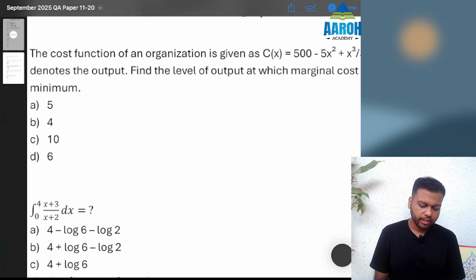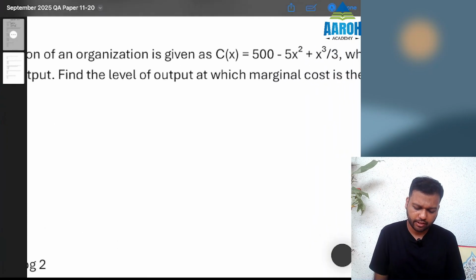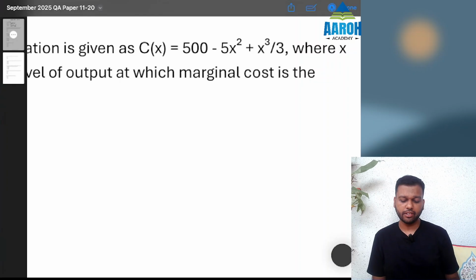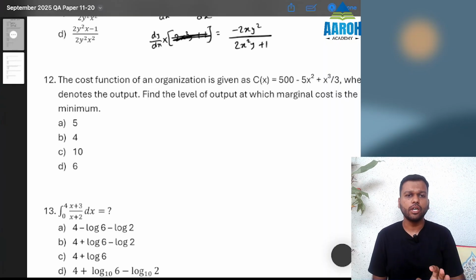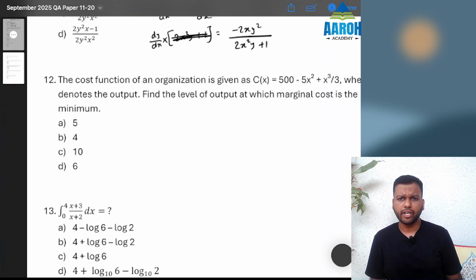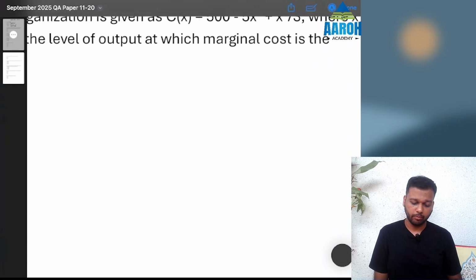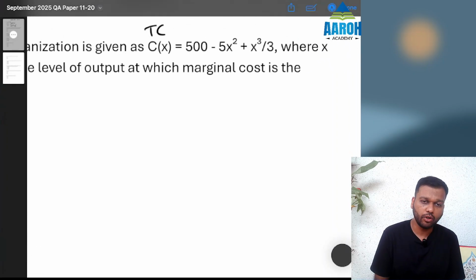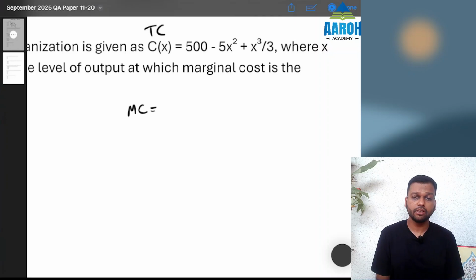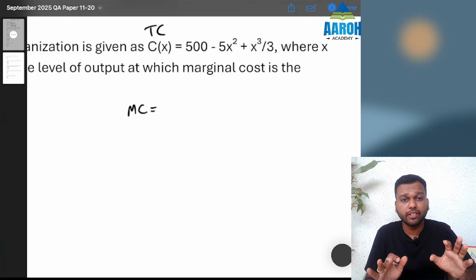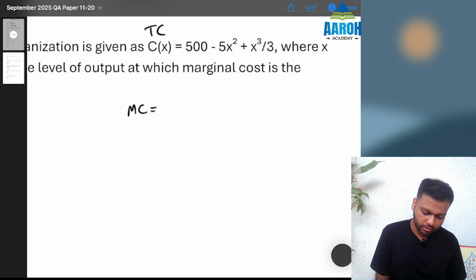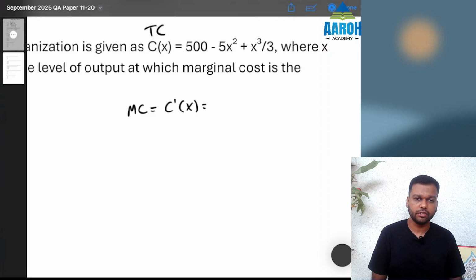Next. The cost function of an organization is given as C(x) is equal to 500 minus 5x square plus x cube by 3. This is a very good question, where x denotes the output. Find the level of output at which marginal cost is the minimum. First of all, understand, if this is total cost, marginal cost means cost which changes with every unit of output, which is nothing but the derivative of total cost. So we have to find the derivative of total cost first.